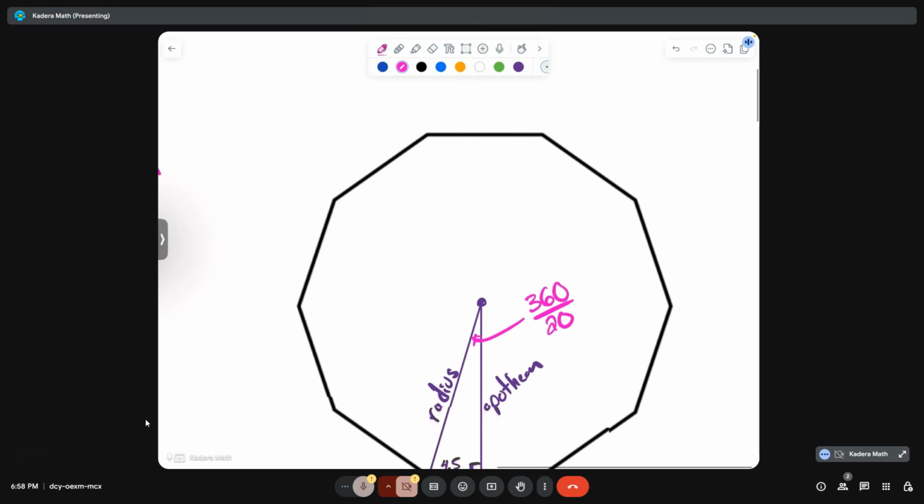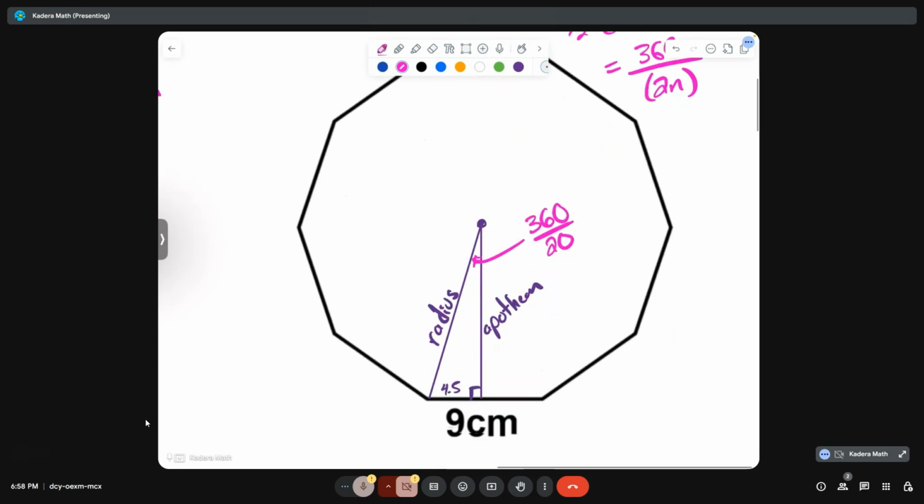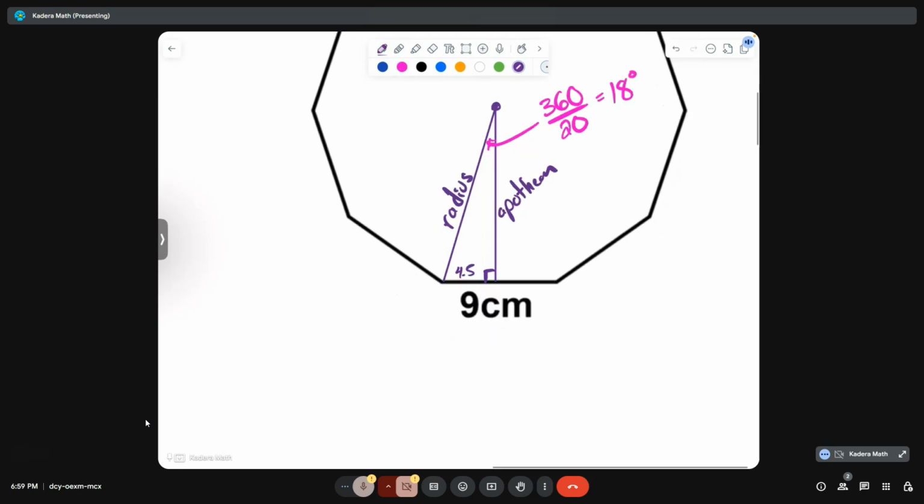So to find your half central angle, it will always be 360 divided by, and I'm going to put parentheses around this for a reason because people are going to mess it up, 360 divided by twice the number of sides, and that'll get your angle measurement. And in this case, we go 360 divided by 20, and we get 18 degrees. Boom. Okay, so that gives us this little sliver of a triangle that is 18 degrees, and I'm just going to draw that off to the side, and I'm going to find the area of it.